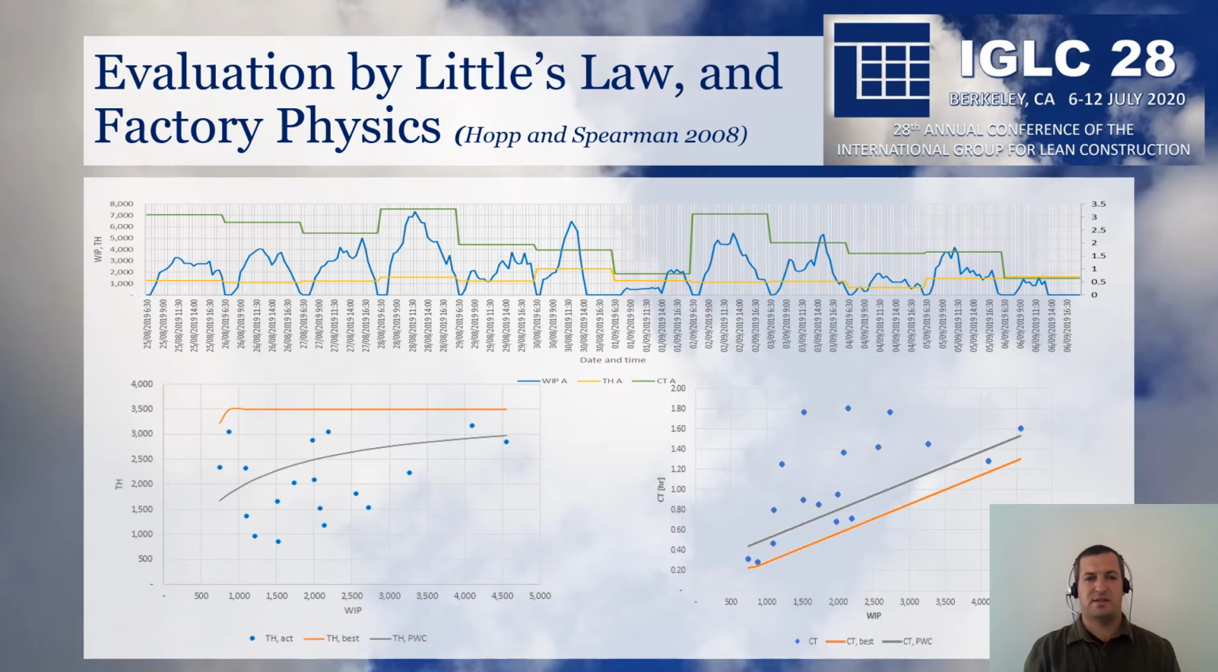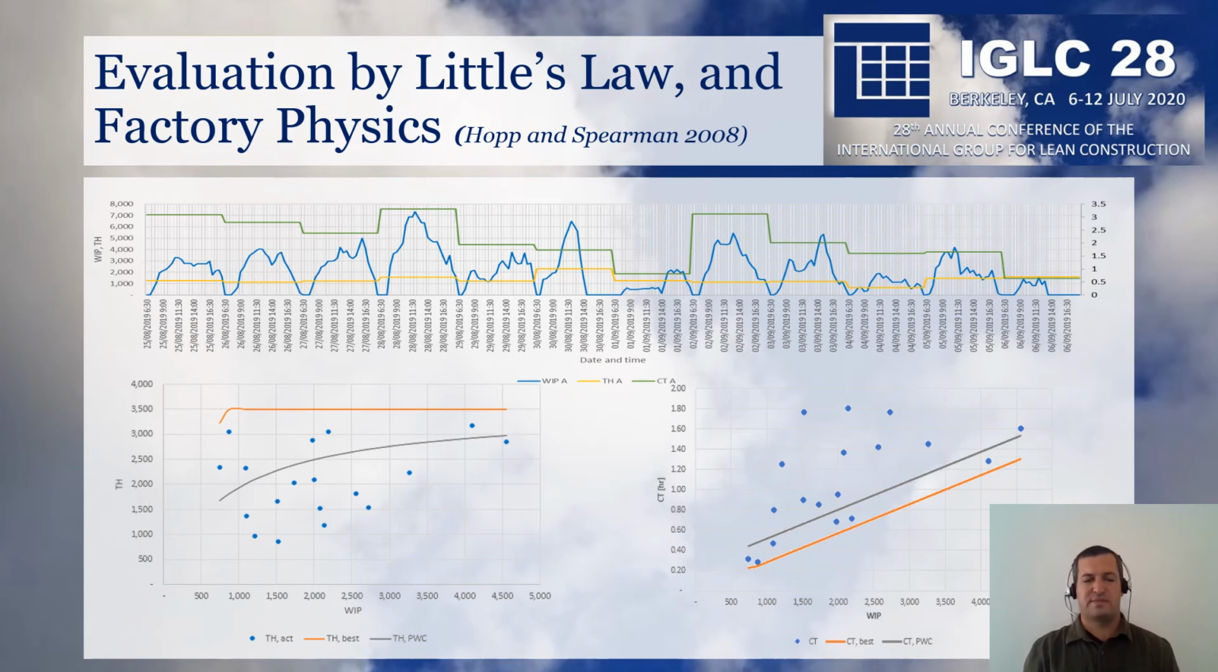In the upper part, we can see the WIP evolvement in blue. This is in intervals of half an hour per each shift. And we can see in the green the cycle times, and in the yellow-orange, we can see the throughput. The cycle time, as it reduces, we can see some influence on the throughput, which correlates to the basic understandings of Little's Law. At the bottom part, we can see evaluation according to best case and practical worst case that were defined by Hopp and Spearman in Factory Physics.